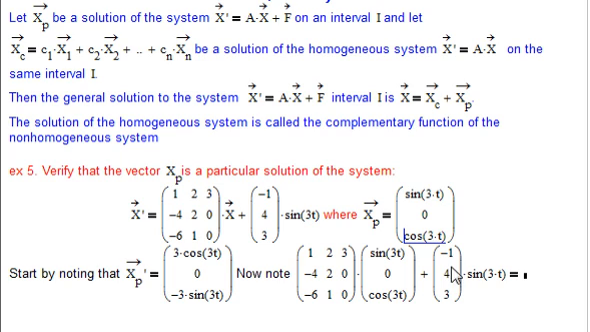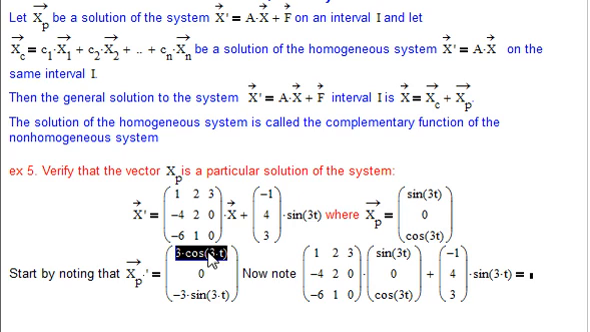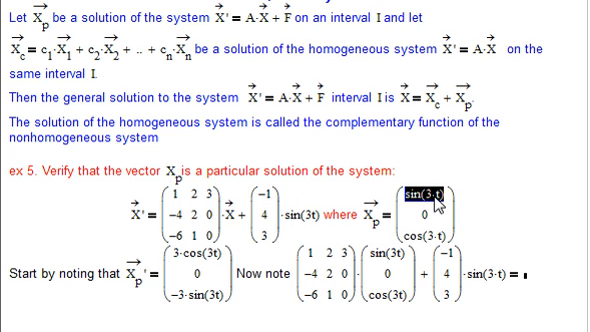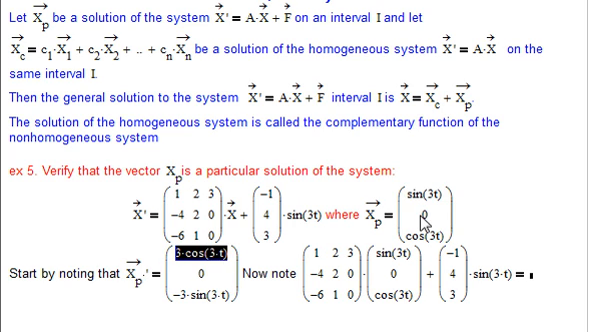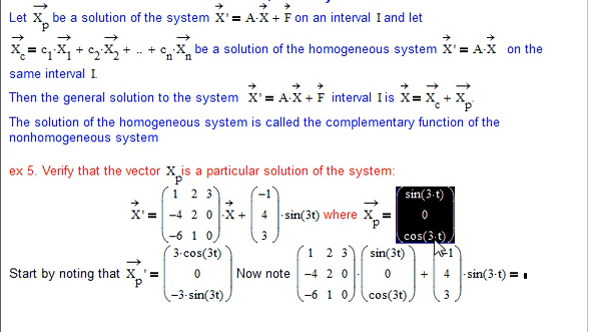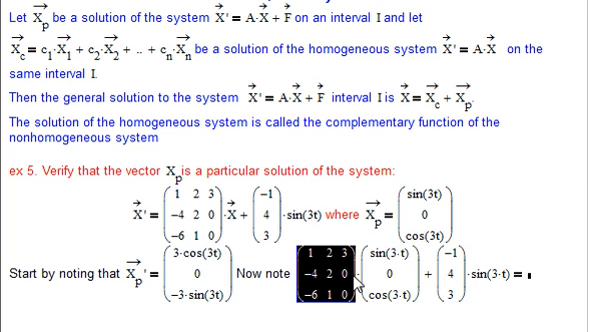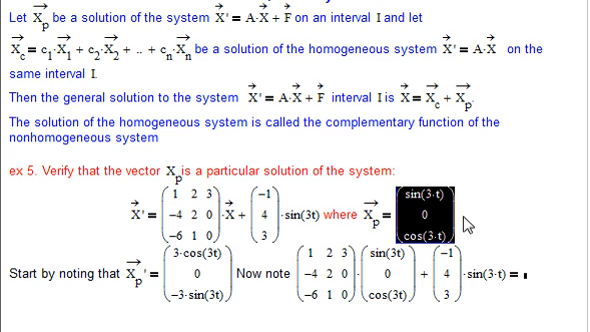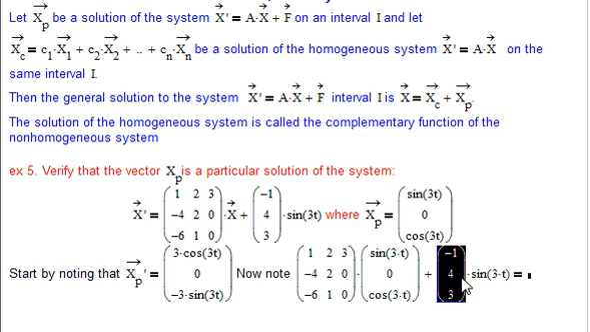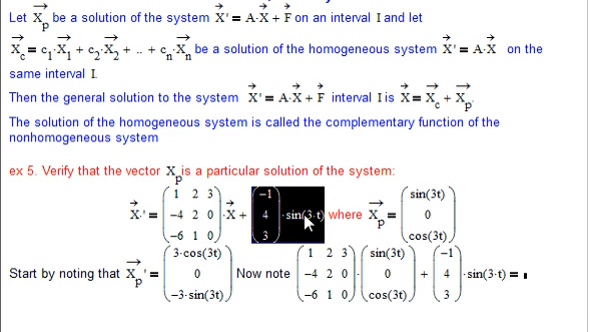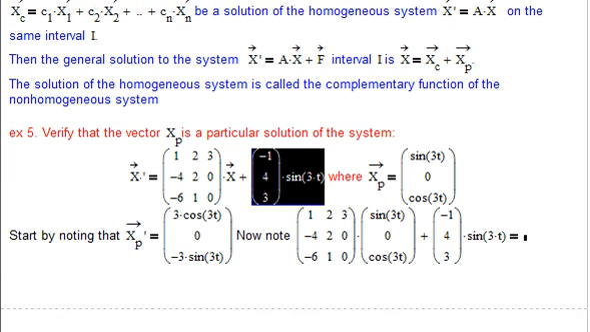So, start by finding what xp prime is equal to, and that would be the derivative of this: 3 times the cosine of 3t. The derivative of 0 is still 0, and the derivative of cosine of 3t is negative 3 times the sine of 3t. So we know what xp prime is. Now we also want to see what the matrix times this xp is equal to, and then we also want to add that to our f vector. So let's see what that turns out to be.